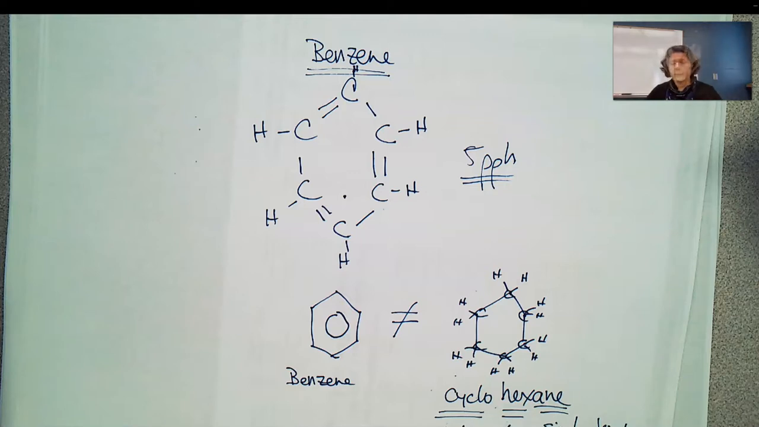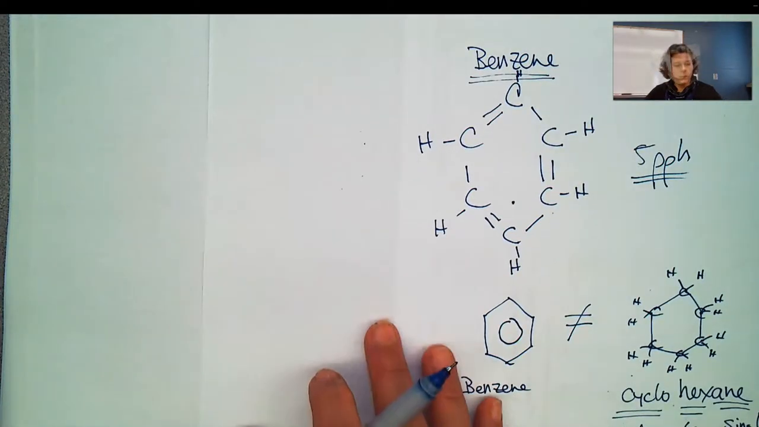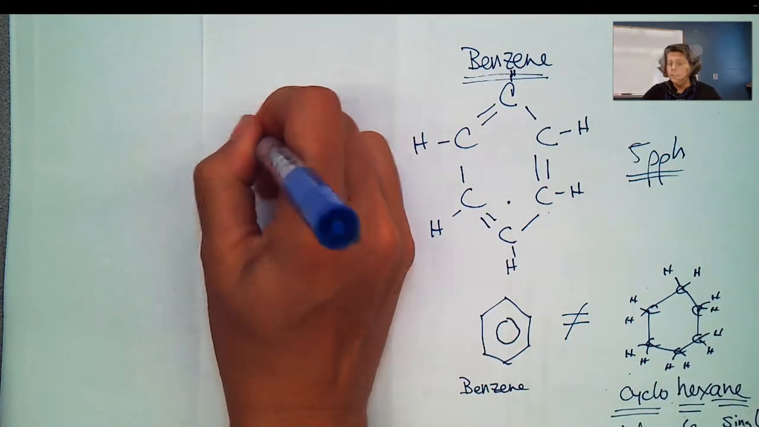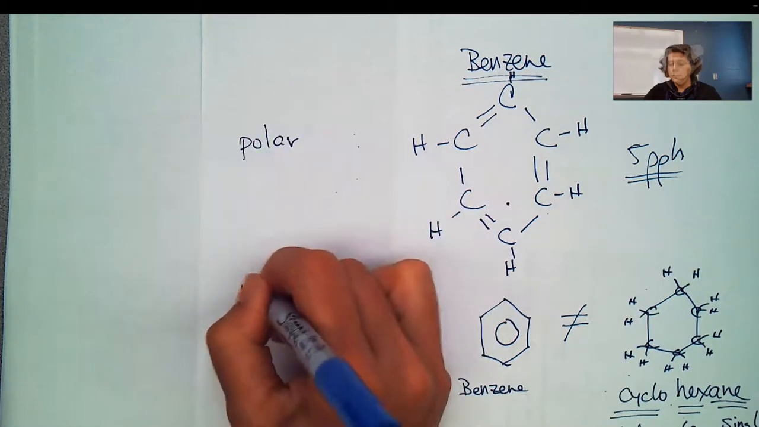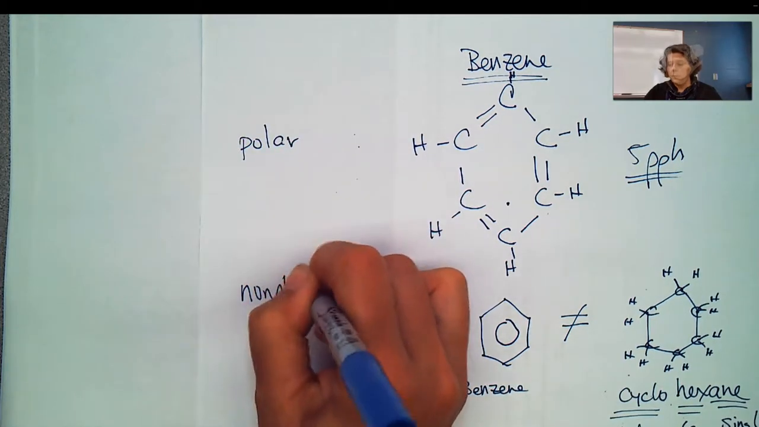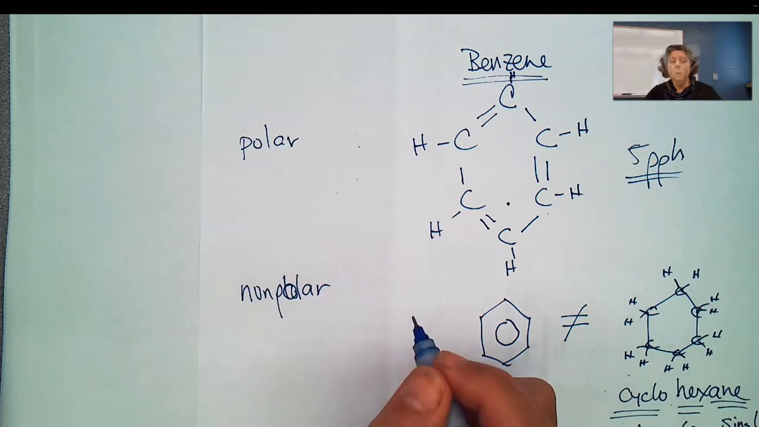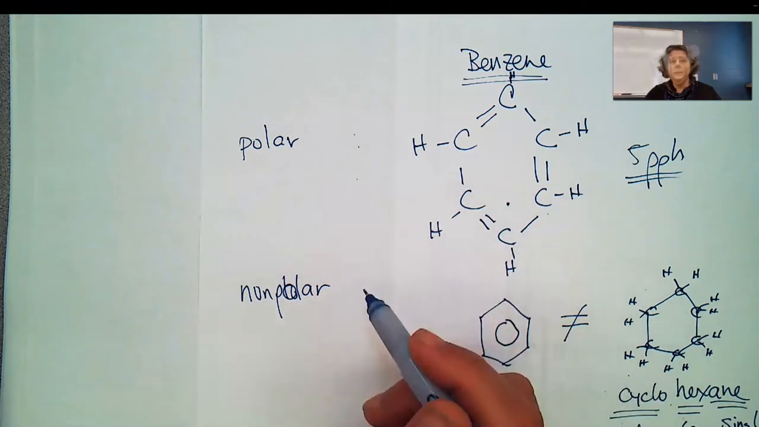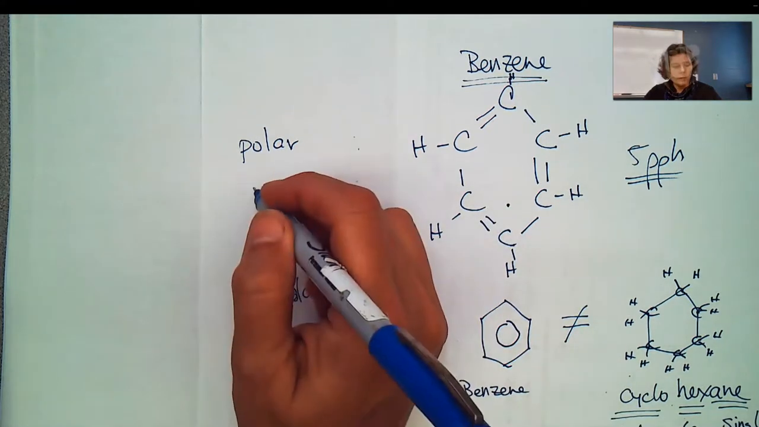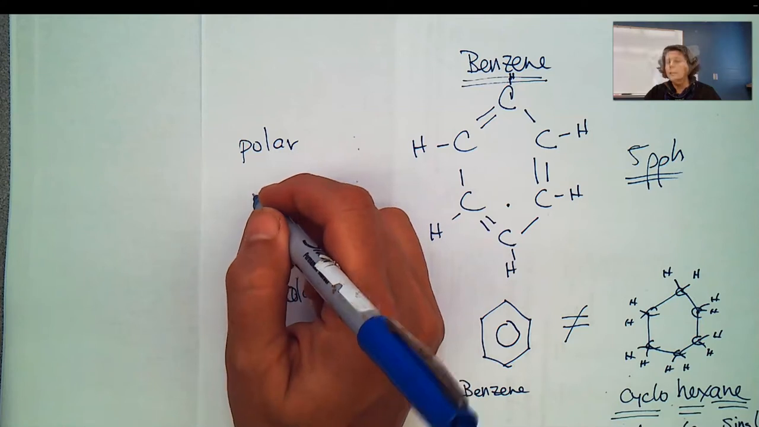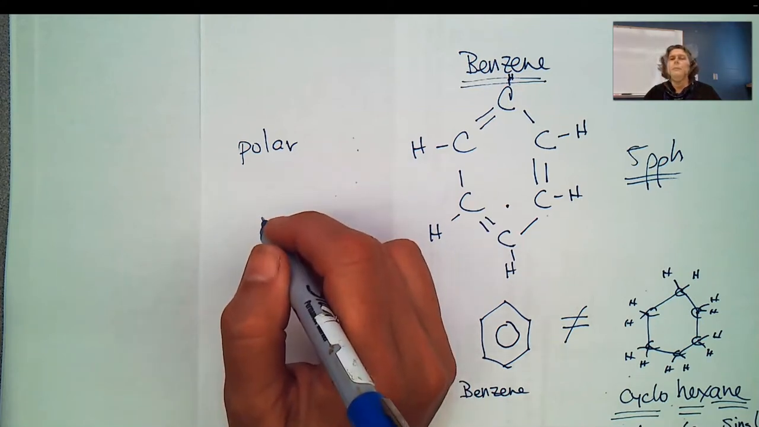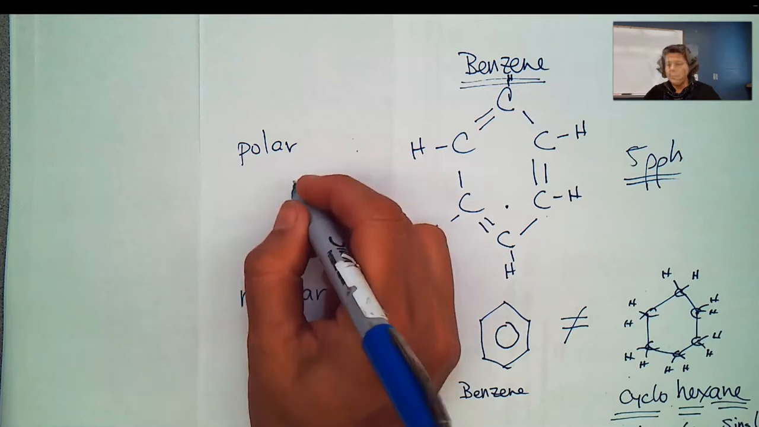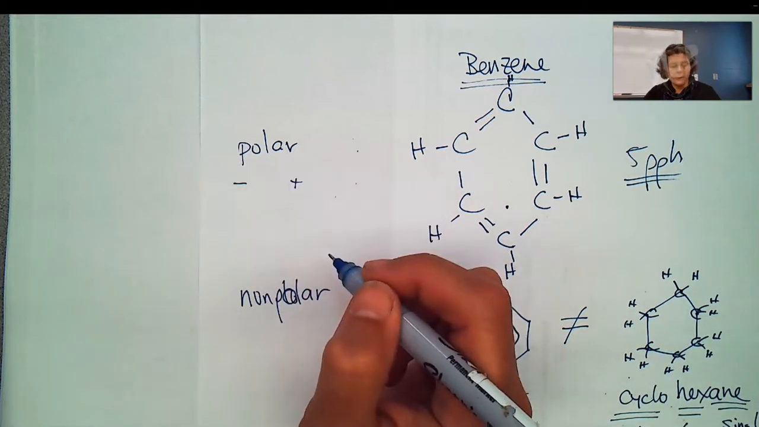Organic compounds can be polar, and they can be non-polar. So what does it mean to be polar versus non-polar? Non-polar compounds are things like benzene here. Polar compounds, you guys remember, that's where something has a positive and a negative charge at the edges of the compound.